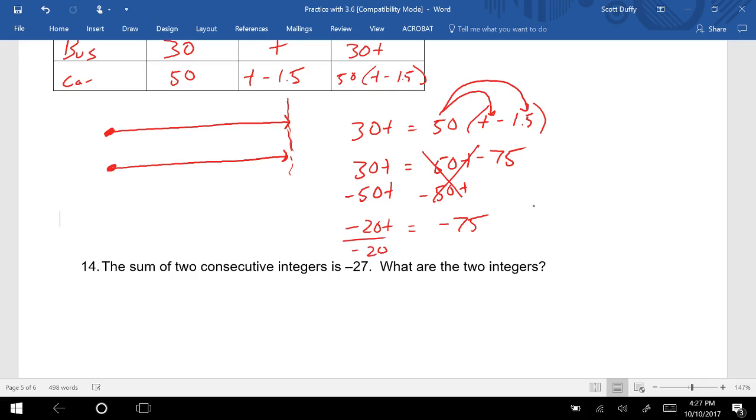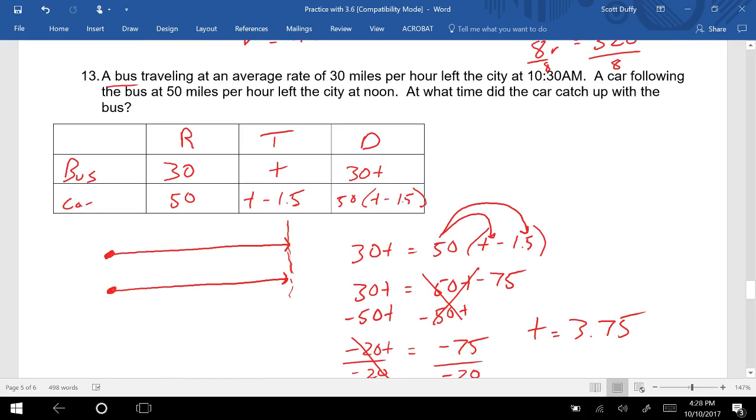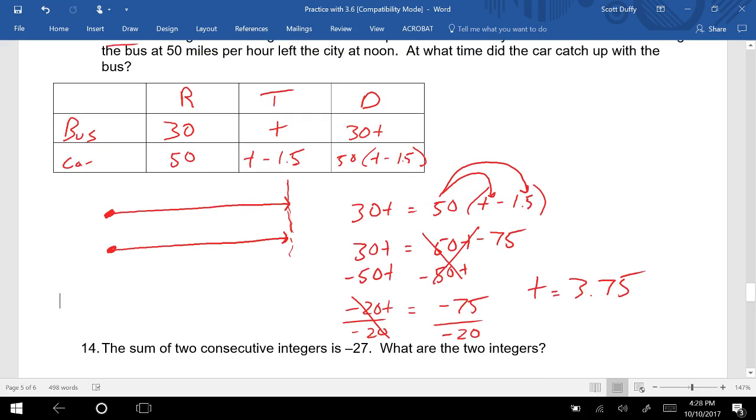Divide by negative 20, and I get t equaling 3.75. Now, what time did the car catch up with the bus? So t is the hours after the bus left, which would be after 10:30. 3.75, where 0.75 of an hour is 45 minutes. So this is 3 hours and 45 minutes after it left.